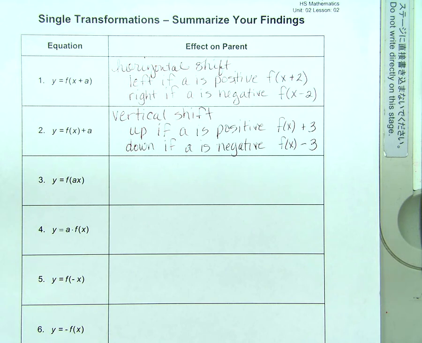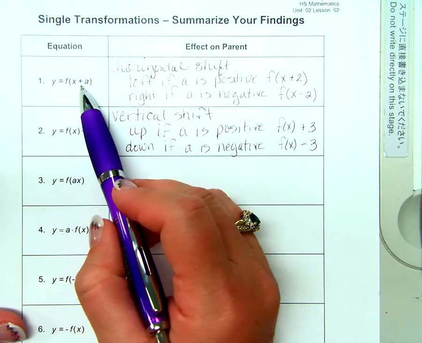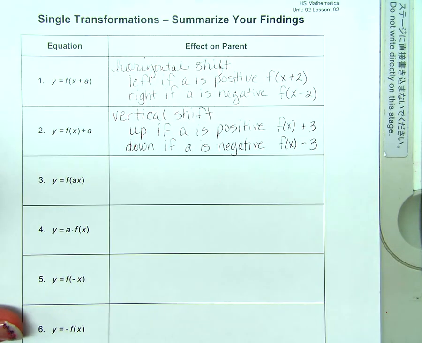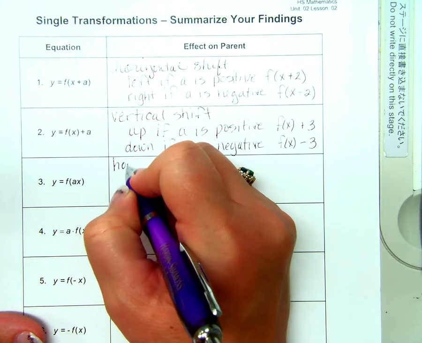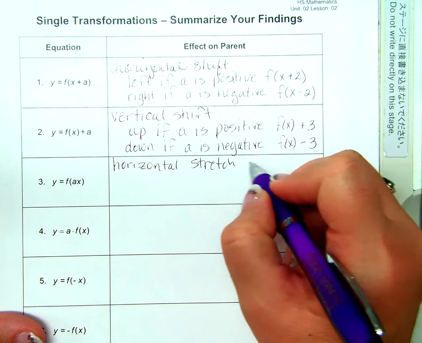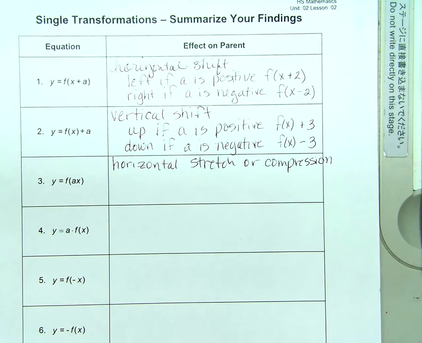It does depend. Okay, first of all, where is the A? Inside. If it's inside, what kind of thing is happening? A horizontal thing. Okay? So that means horizontal this way, right? So we're going to say a horizontal stretch or compression. Is that what I want to say? Yes. Horizontal stretch or compression.